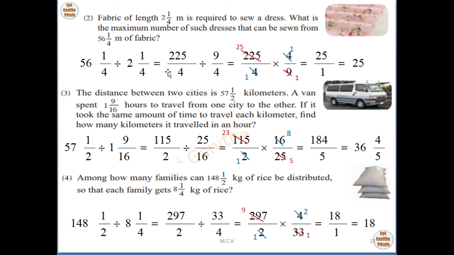Convert that into improper fractions. You can take a piece of paper and multiply. 56 multiplied by 4, you will get 224. After that, don't forget to add the numerator. 224 plus 1, 225. 225 over 4. Division sign. 4 multiplied by 2, 8. 8 plus 1, 9. 9 over 4.